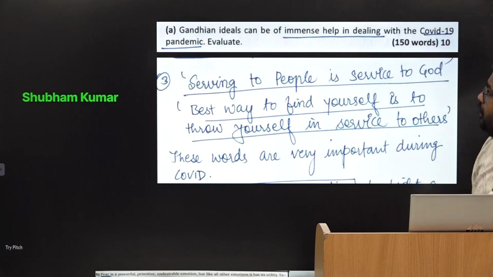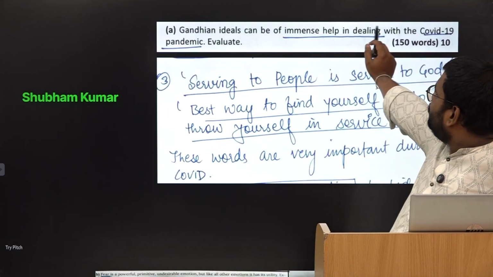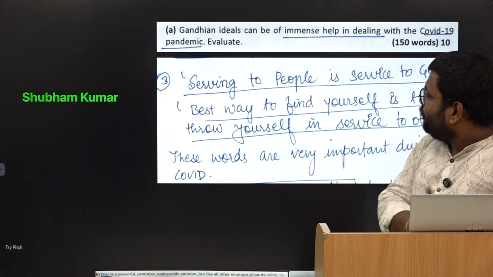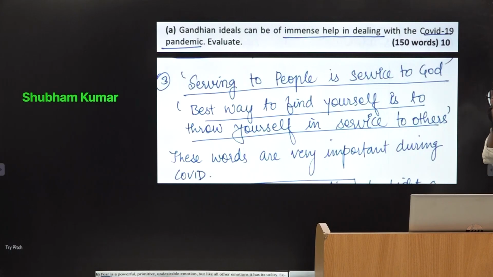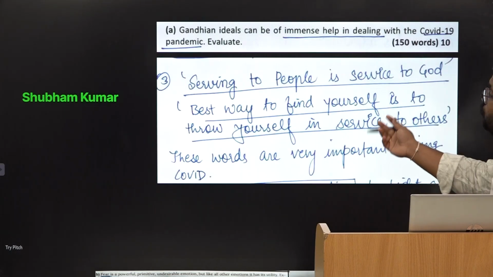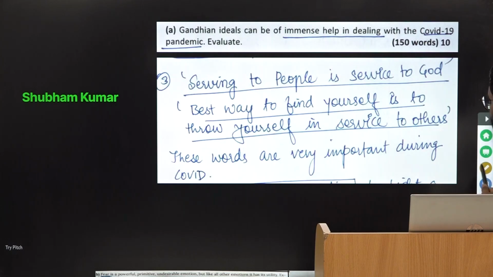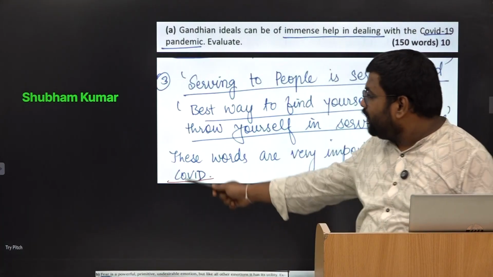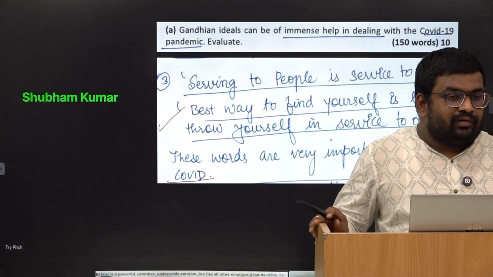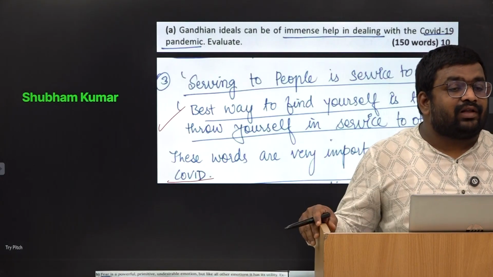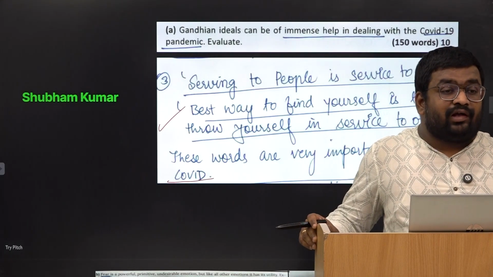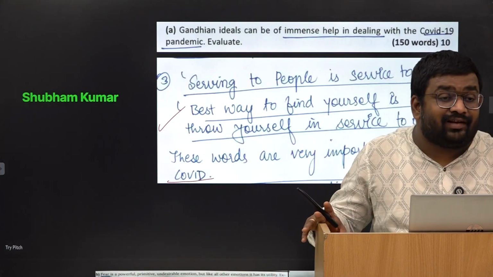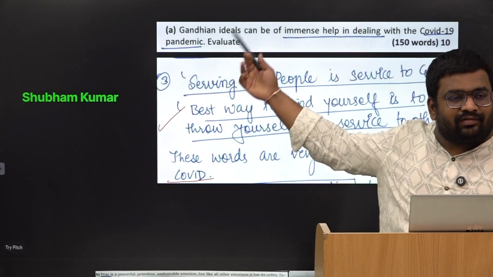Similarly, if you see, this is Shubham Kumar. Gandhian ideals can be of immense help in dealing with the COVID-19 pandemic. Evaluate. Again, he has started with a quote: serving people is service to God, and the best way to find yourself is to throw yourself in service of others. Quotes of Gandhi, and these words are very important during COVID. Again, very innovative. The majority would have started with Gandhi's philosophy of Swaraj, non-violence, or service and trusteeship. But he started with a quote.